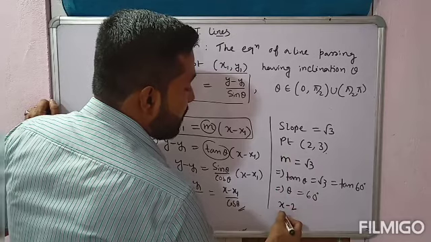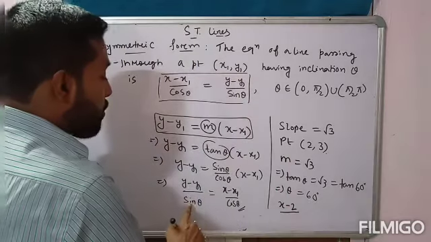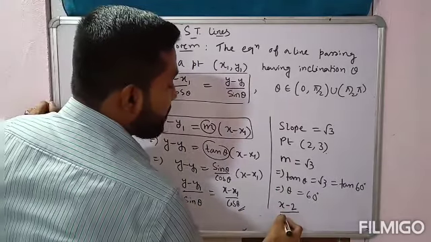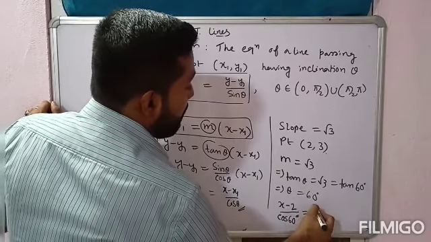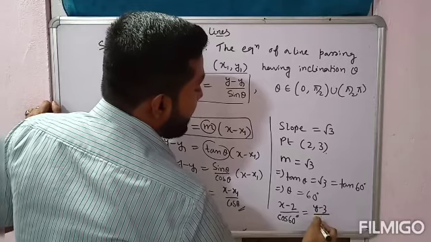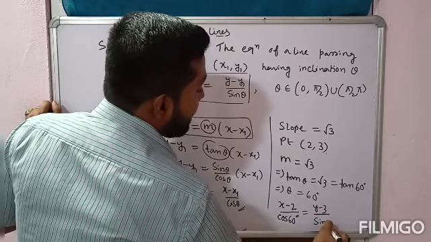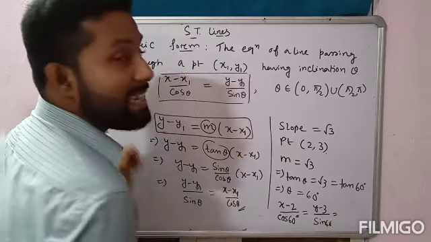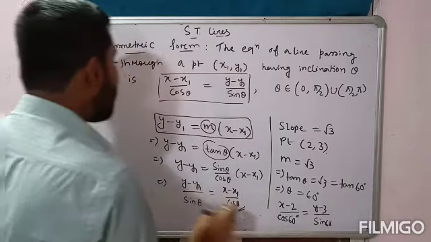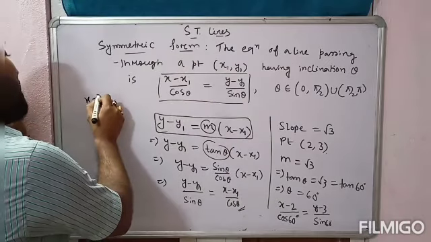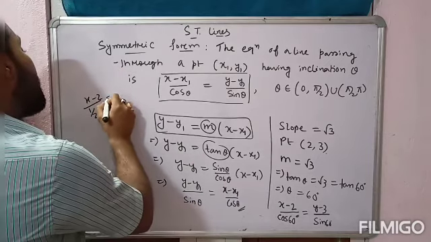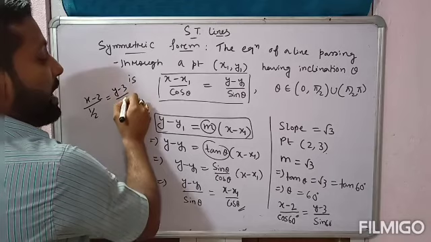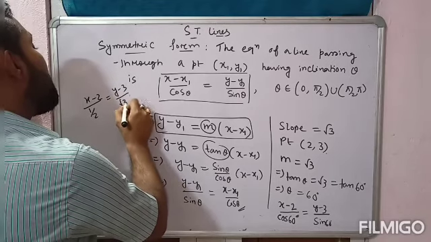Here x1 is 2 divided by cos theta, that is cos 60 degree, which is equal to y minus 3 by sin 60 degree. Now put the values of cos 60 and sin 60. Here I am writing the solution: x minus 2 by the value of cos 60 degree, which is half, is equal to y minus 3 by the value of sin 60 degree, which is root 3 by 2.